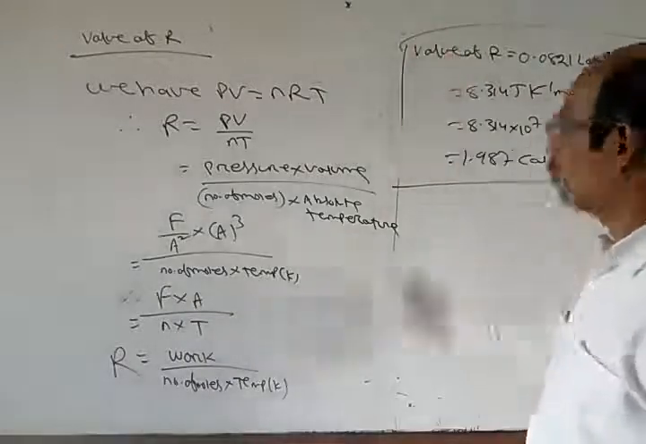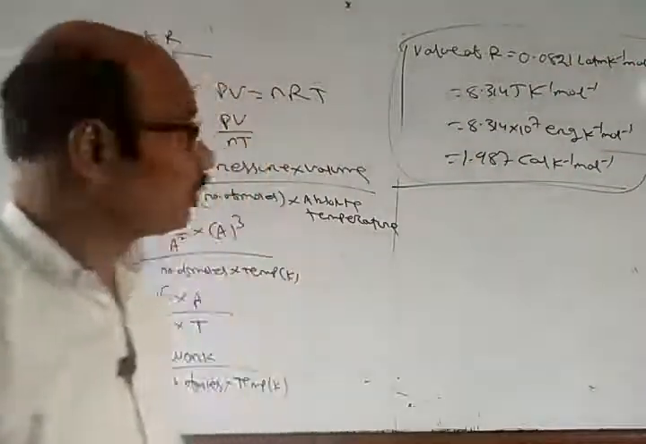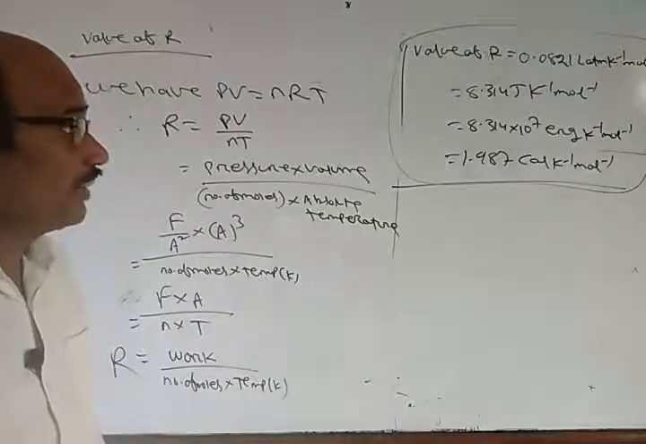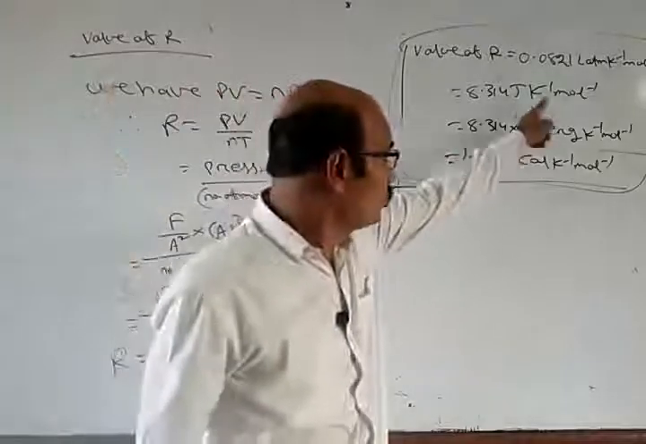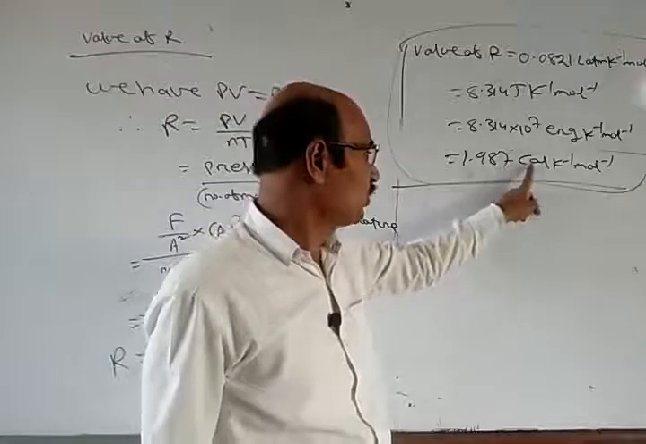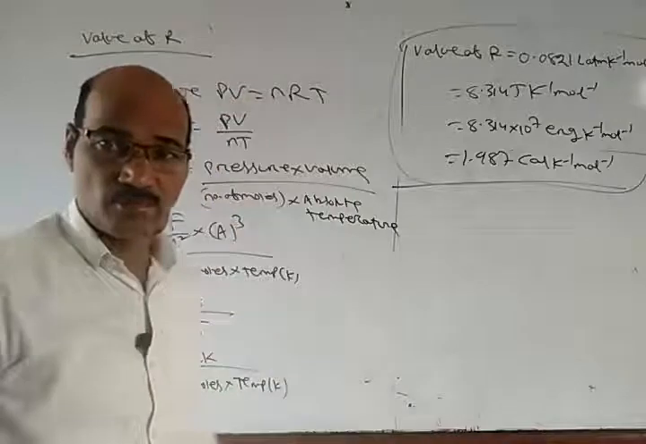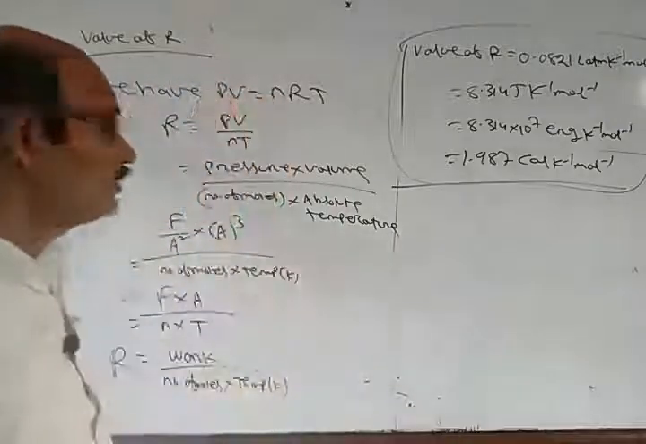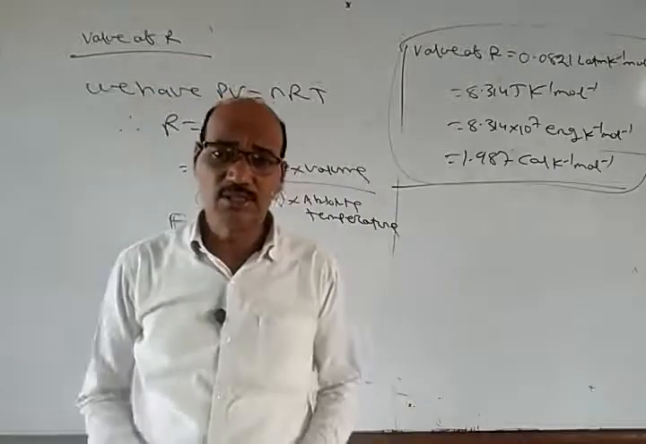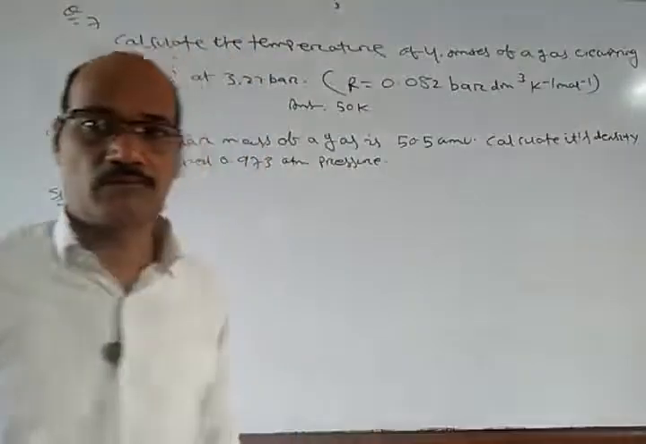0.0821 liter atmosphere per Kelvin per mole, or 8.314 joule per Kelvin per mole, or 8.314 into 10 power 7 erg, or 1.987 calorie per Kelvin per mole, or simply you can take it as 2 calorie per Kelvin per mole. So this is about the ideal gas equation. Next we will have some numericals based on this ideal gas equation. So let us see the numericals.